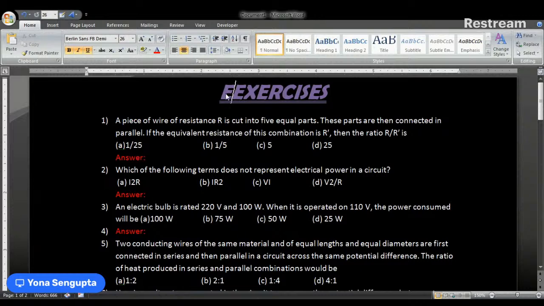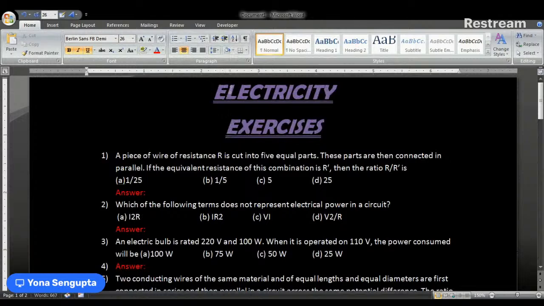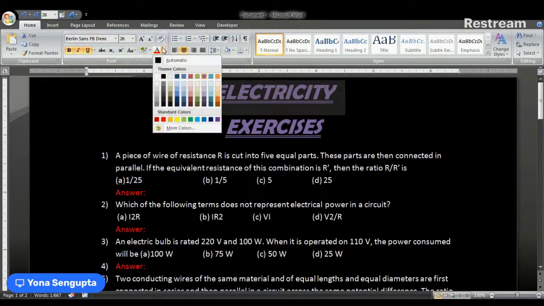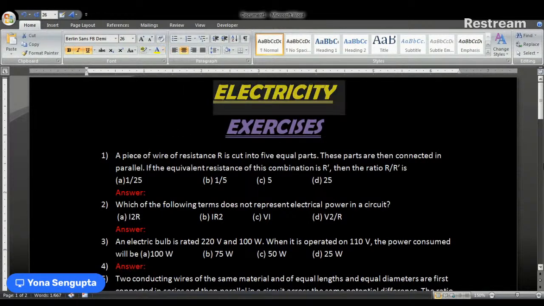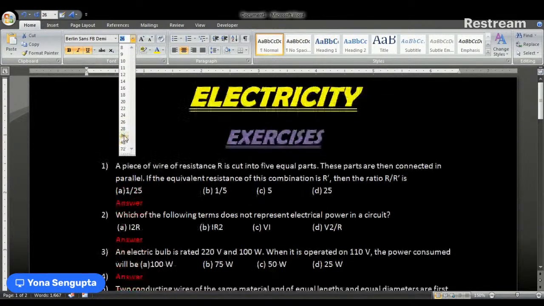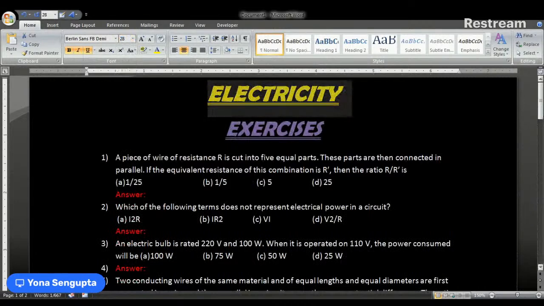Electricity. Yes, now I hope you all can see this. Okay, so I think we should start answering the questions.